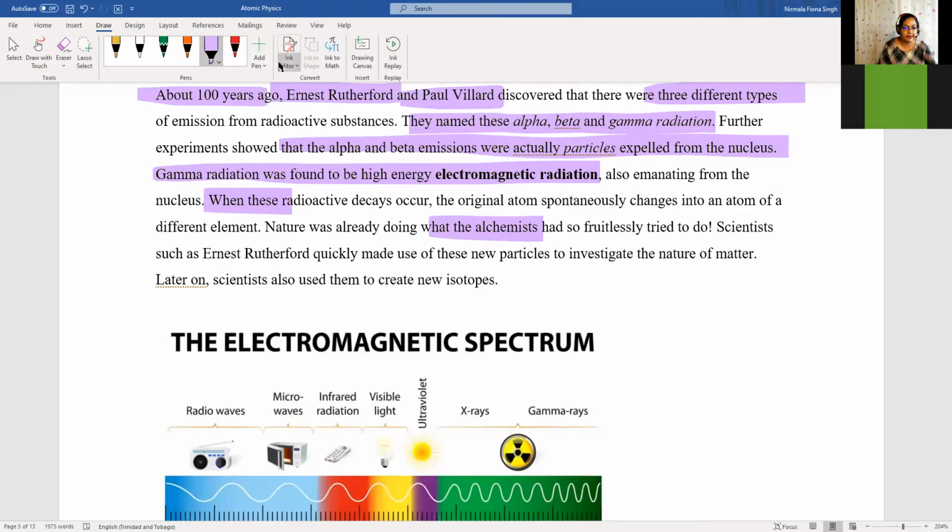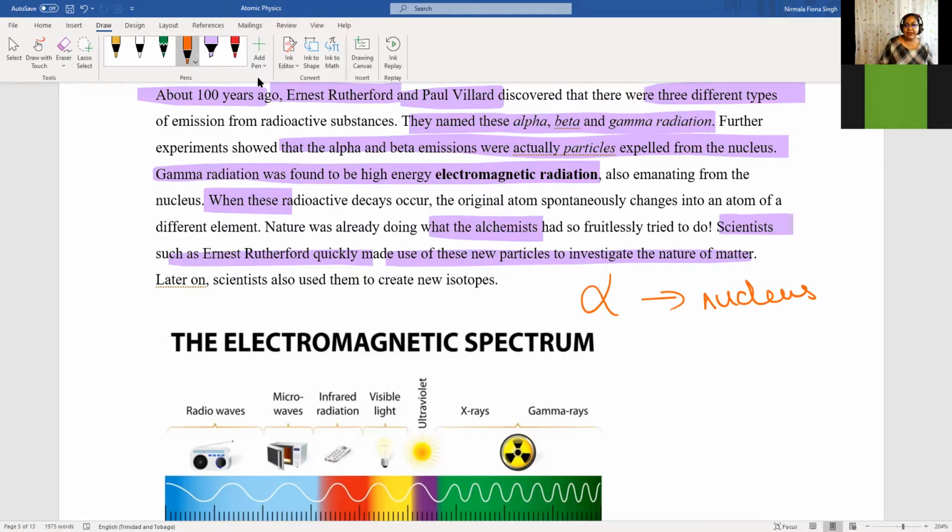So continue reading. Scientists such as Ernest Rutherford quickly made use of these new particles to investigate the nature of matter, as we did last week. They used the alpha particle to discover the nucleus. Now, of course, that wasn't the purpose of the experiment, but that's what ended up happening. They used all these little particles to perform experiments. So later on, scientists also use them to create new isotopes.